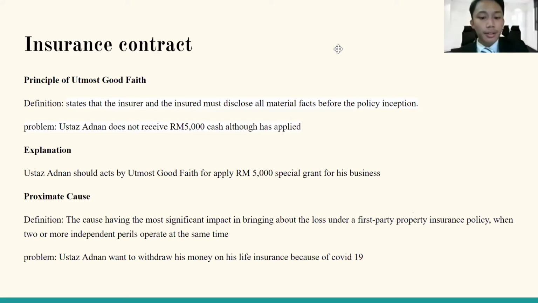Second is proximate cause. The definition is the cause when two or more independent perils operate at the same time. The problem that Adnan faces is he wants to withdraw his money on his life insurance because of COVID-19. Ustaz Adnan can use proximate cause to cover his losses. It is because courts employ a set of proximate cause rules to resolve possession disputes when a property policy states that it covers or excludes losses caused by a peril.